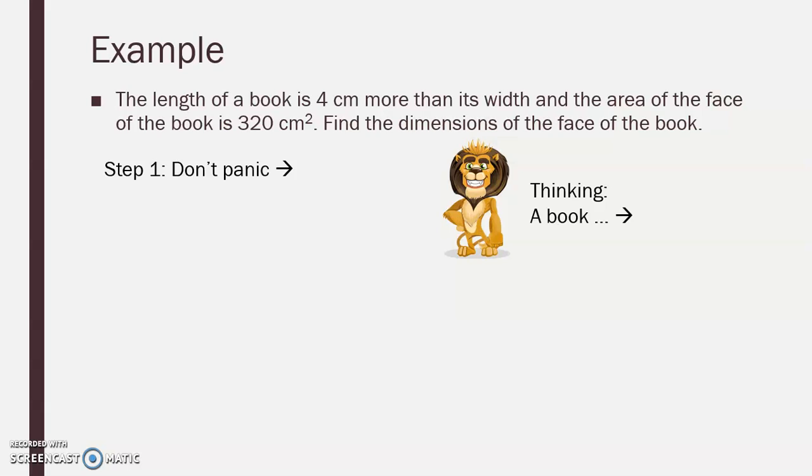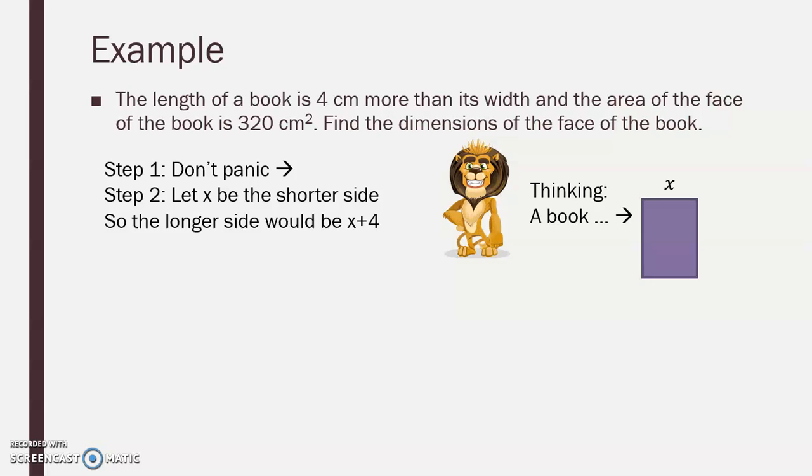Now, thinking about book will somehow look like this, right? Where you will have a length and a width. So if we don't know the length or the width, okay, then we can let the shorter side be x. And then since the length of a book is 4 centimeters more than its width, then the length of the book should be x plus 4, right?